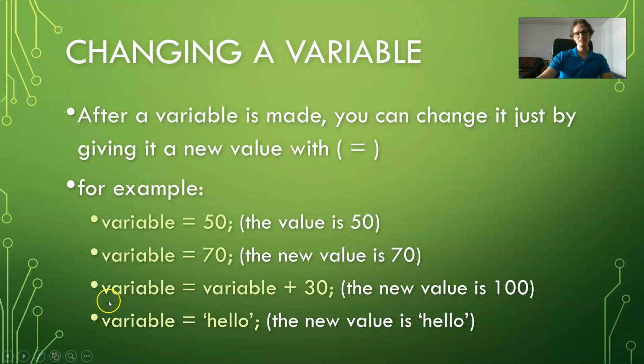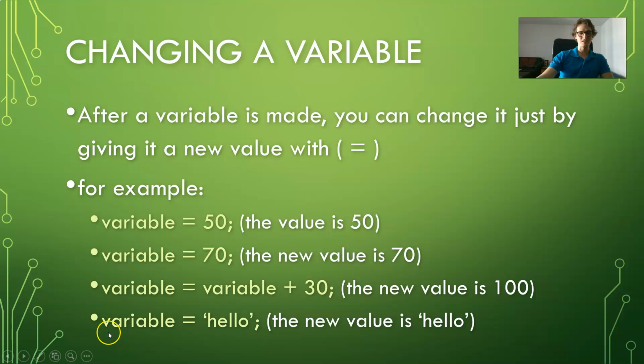On the next line, variable equals variable plus 30. Okay, so that's a little tricky maybe. The new value is 100. Okay, that's because the old value was 70, which means that variable equals variable, which is its old value of 70. Okay, so variable equals 70 plus 30, which is 100. So the new value of variable is 100.